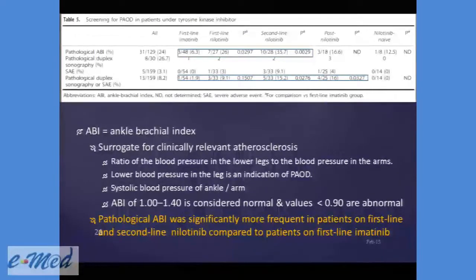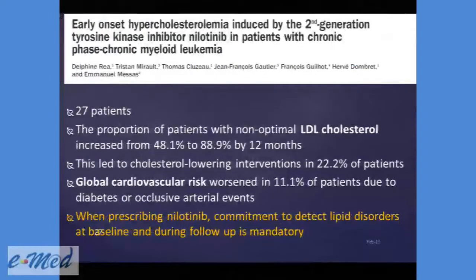ABI, namely ankle brachial index, which is a surrogate for clinically relevant atherosclerosis, was chosen to evaluate the degree of peripheral arterial occlusive disease. Nilotinib was clearly associated with a higher rate of peripheral arterial occlusive disease, as represented by a higher rate of pathological ABI and by the higher rate of pathological duplex sonography or severe vascular adverse events.